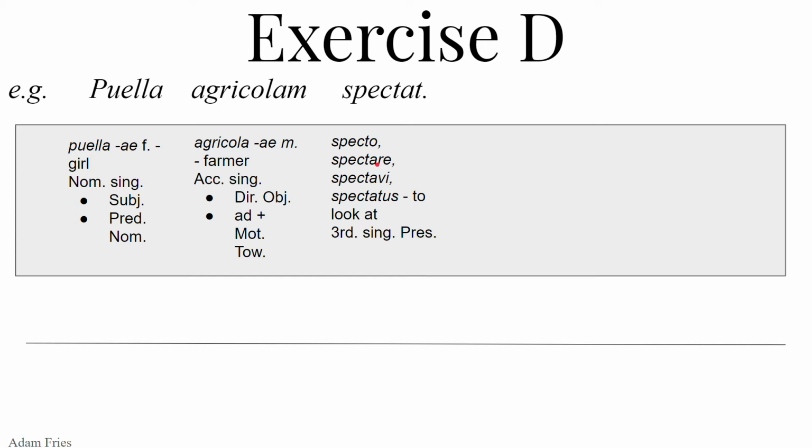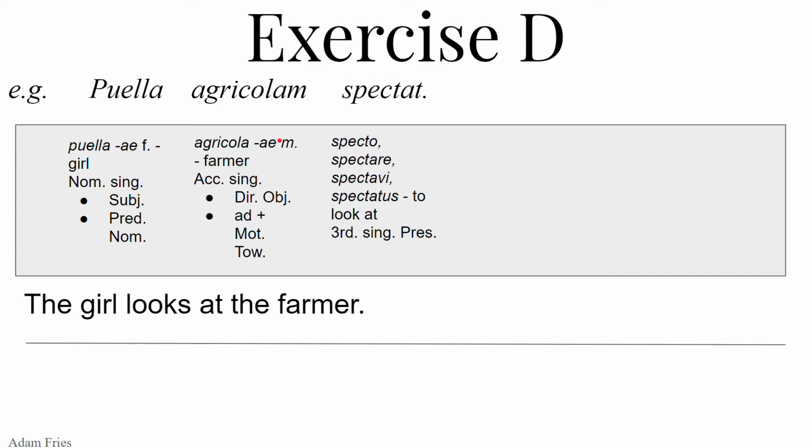All right, now we're ready to translate. Now that we have parsed, we have found all the parts of each word in order in this sentence. And the translation we come up with is going to be the subject does the verb to the direct object. The girl looks at the farmer.